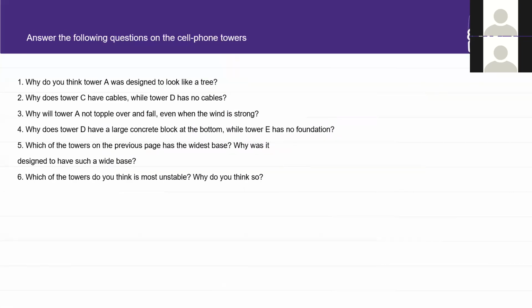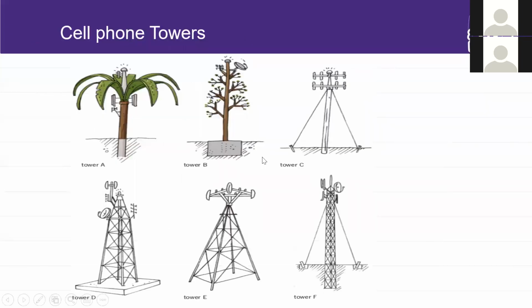Which of the towers do you think is most unstable? Look at all the towers here. Which one do you think is most unstable? Who can tell me? Which one is most unstable?